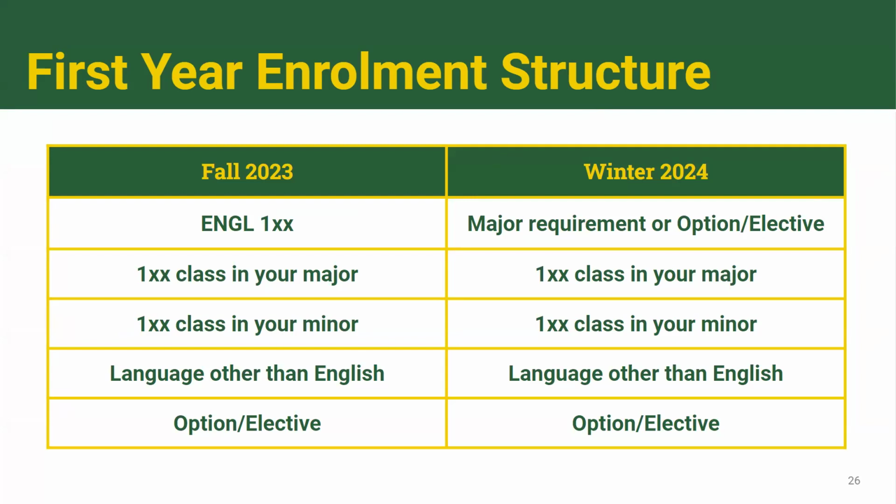This is just an example of a very typical first year of enrollment, but nonetheless, it's good to reference as it does apply to many of you in your first year. So in fall, I have English 100, a 100 level class in your major, a 100 level class in your minor, should you choose to declare a minor. I have a language other than English, if that applies to you, and then an optional elective. And then for winter, I have essentially the exact same thing, except I have major requirement or option or elective.